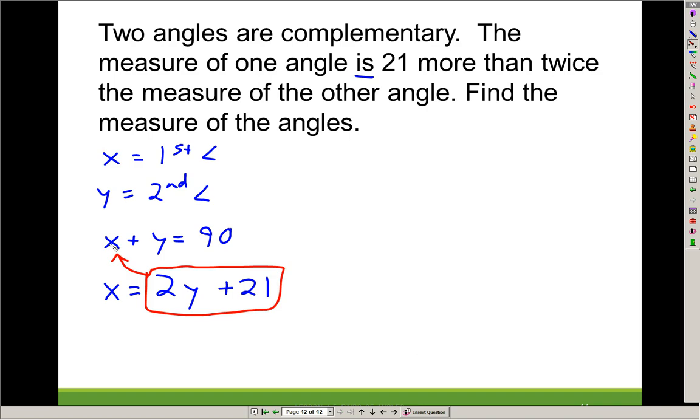So where the X was, I am now going to replace it with 2Y plus 21, plus Y equals 90. This was the X, but since X is 2Y plus 21, now it's 2Y plus 21. X plus Y equals 90. Well, now let's solve this. Combine like terms. 2Y plus Y is 3Y.